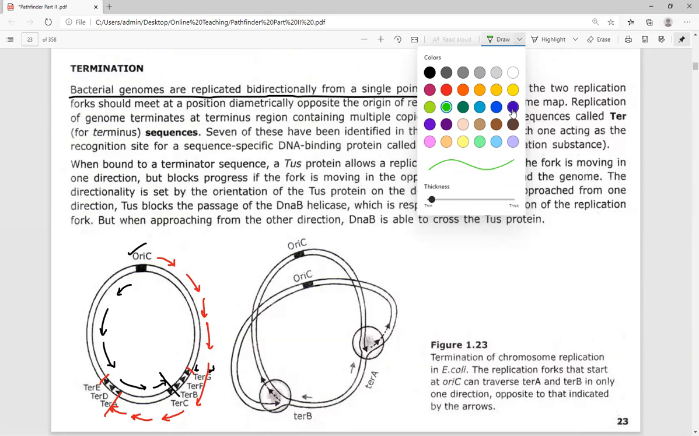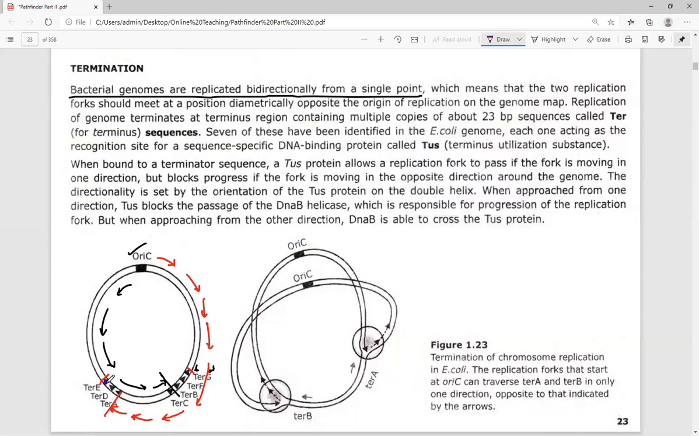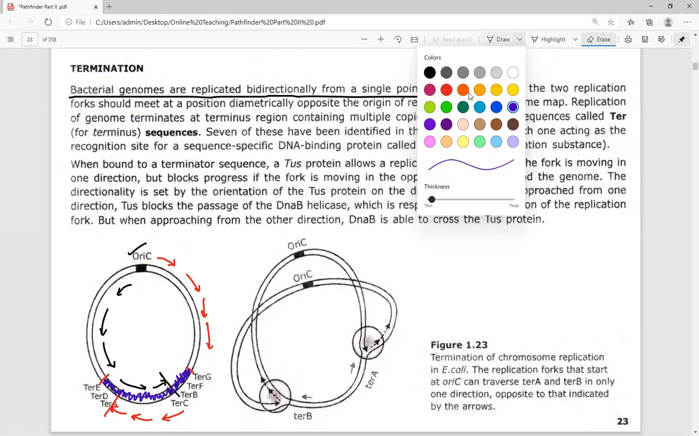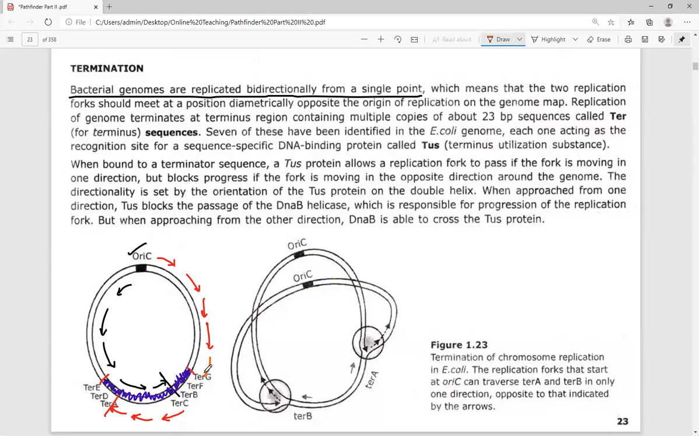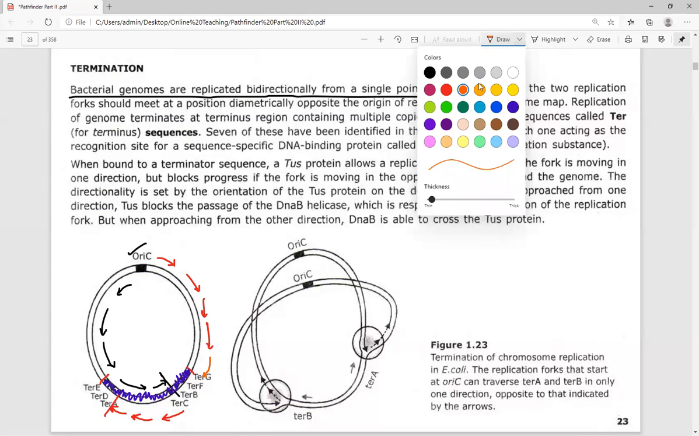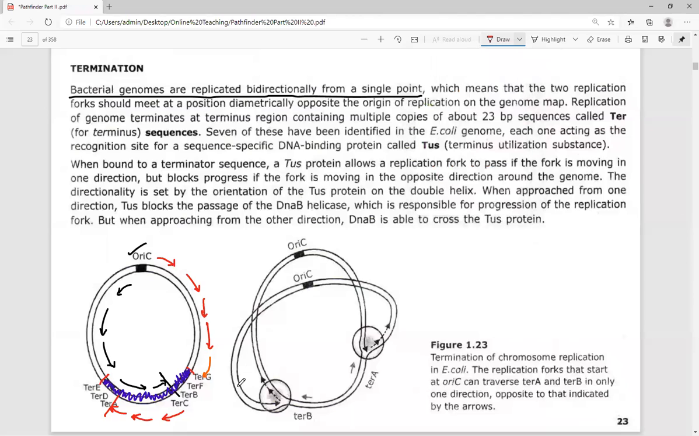Where is the termination going to take place? The termination is going to take place at this particular region. This is the part where the termination is going to take place. TerA, D, E, terC, B, F, and G are the sequences which are going to be present. So these are the terminator sequences that are going to be present, and these ter sequences are going to differentiate each other.